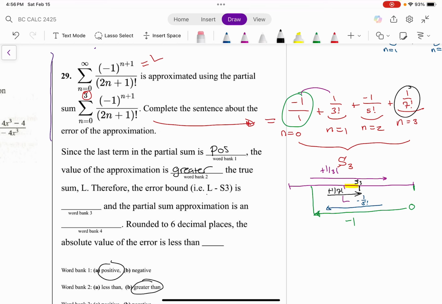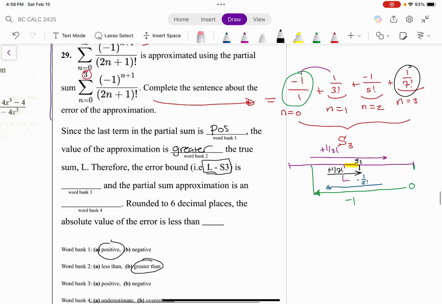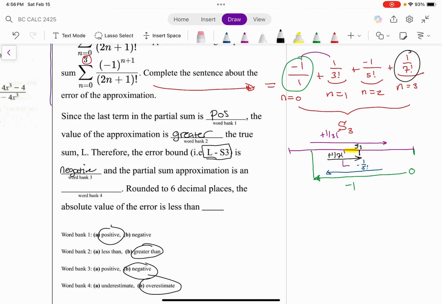The error bound is L minus S3. So just be careful: this subtraction is the difference between the true value and the estimate. And that would be a negative number in this case, because we're subtracting a higher value from a lower value. The limit minus the approximation is negative, and the partial sum approximation is an overestimate. S3 there is an overestimate. The last thing we did was add, so it's an overestimate.